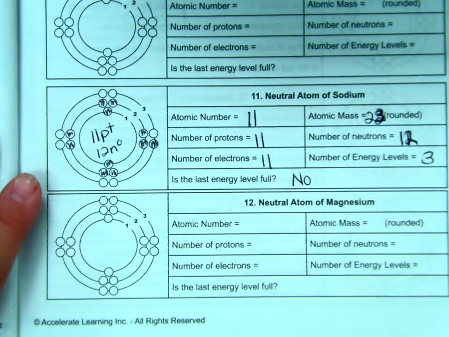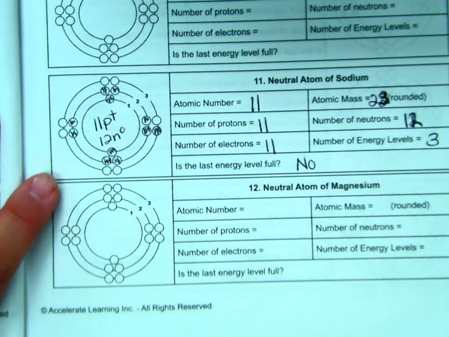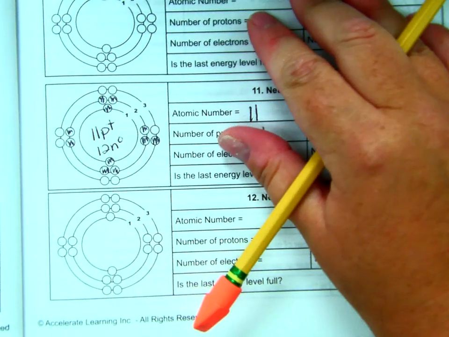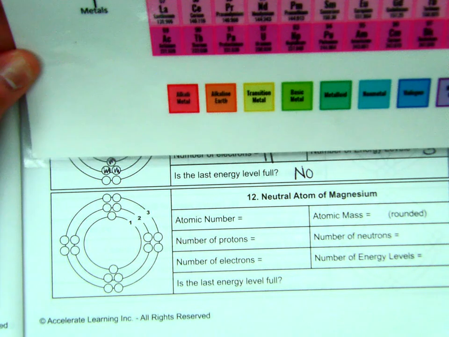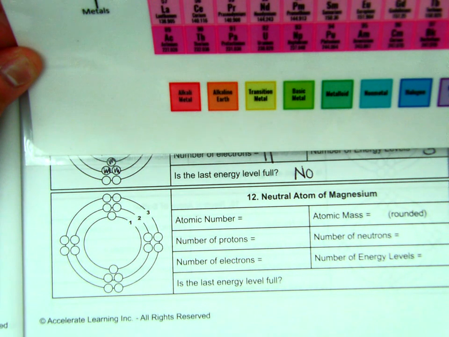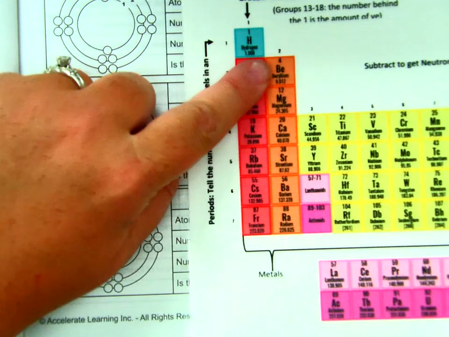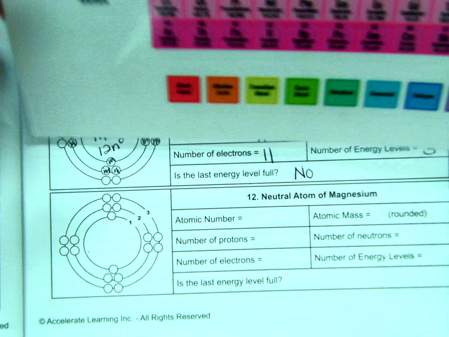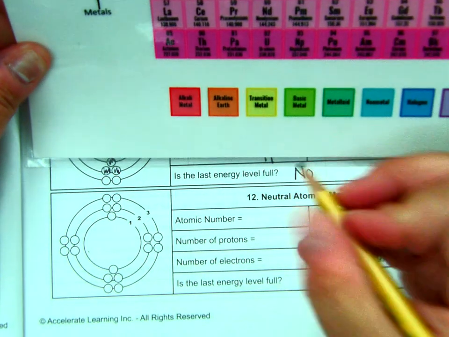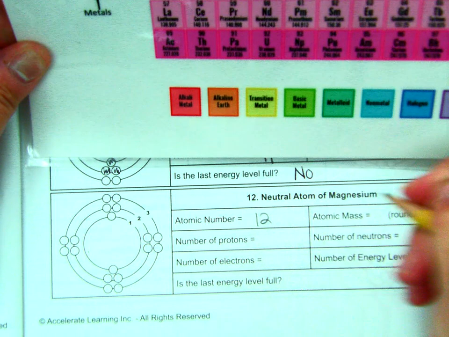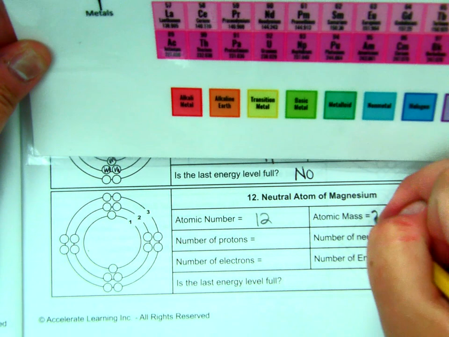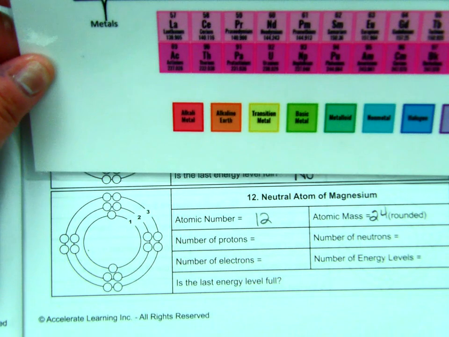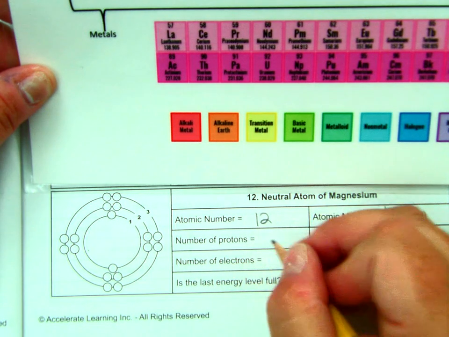Let's go down and do magnesium together. Now, magnesium is going to be in column number 2, so over here, Mg. And we know that it is number 12, and that our mass is 24.3. So we're going to say 24. And now we're going to fill in our blanks.